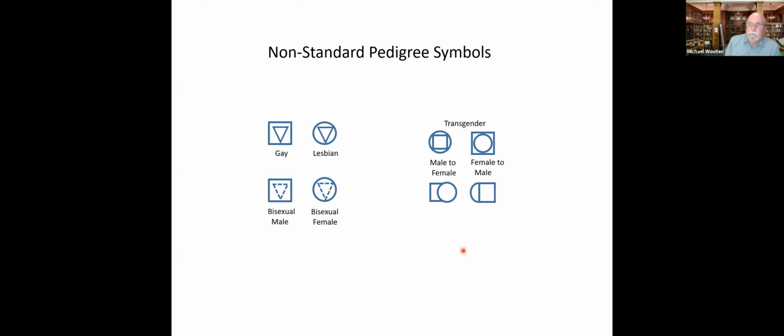So I just put these up here because there's certainly much more awareness of these situations in today's society. And so if you're working in medical fields, you may likely see these types of things somewhere on a pedigree and go, oh, I wonder what that is. Well, now you should know.